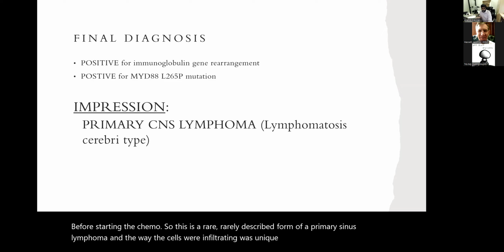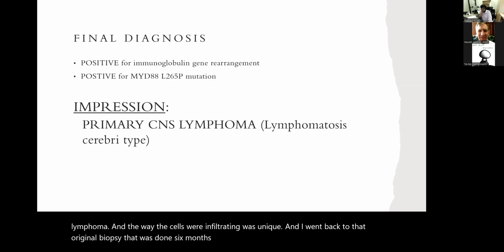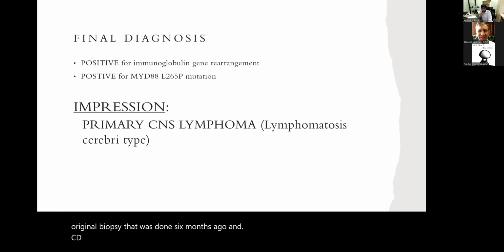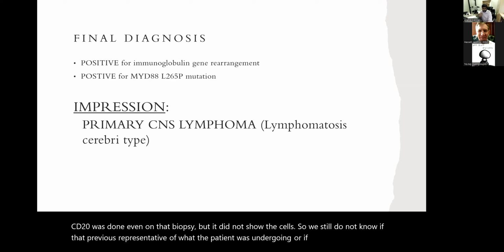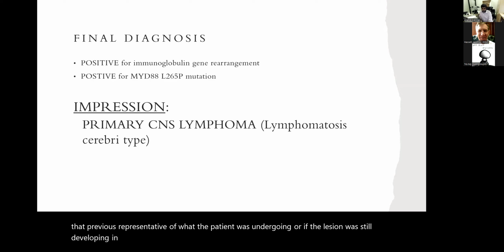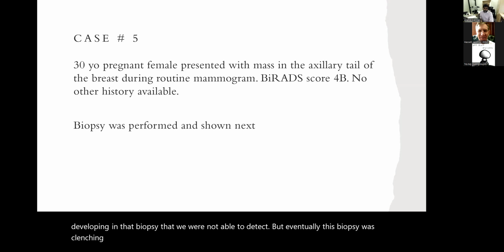And I went back to that original biopsy that was done 6 months ago, and CD20 was done even on that biopsy, but it did not show these cells. So we still do not know if that previous biopsy was representative of what the patient was undergoing, or if the lesion was still developing in that biopsy that we were not able to detect. But eventually this biopsy was clinching for this diagnosis.